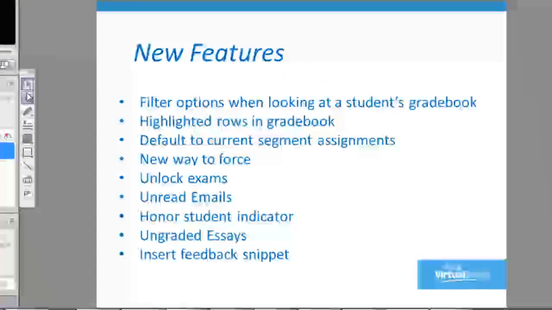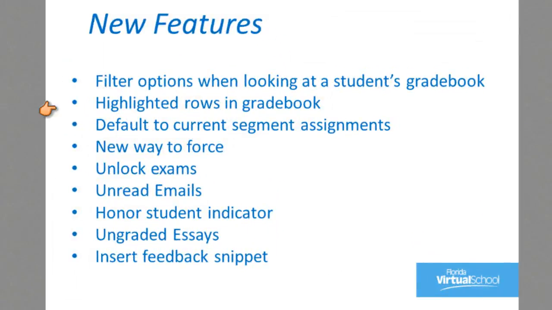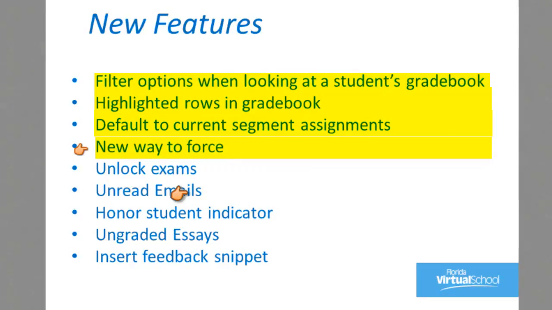So with that being said, let's talk about things we've already covered. In the student's gradebook, again, we talked about the filter options, the highlighted rows and what they mean, how you can set students to see just the current semester or segment that they're active in, the new way to force individual students, just went over how to unlock exams if they get timed out or the electricity froze, the internet froze.